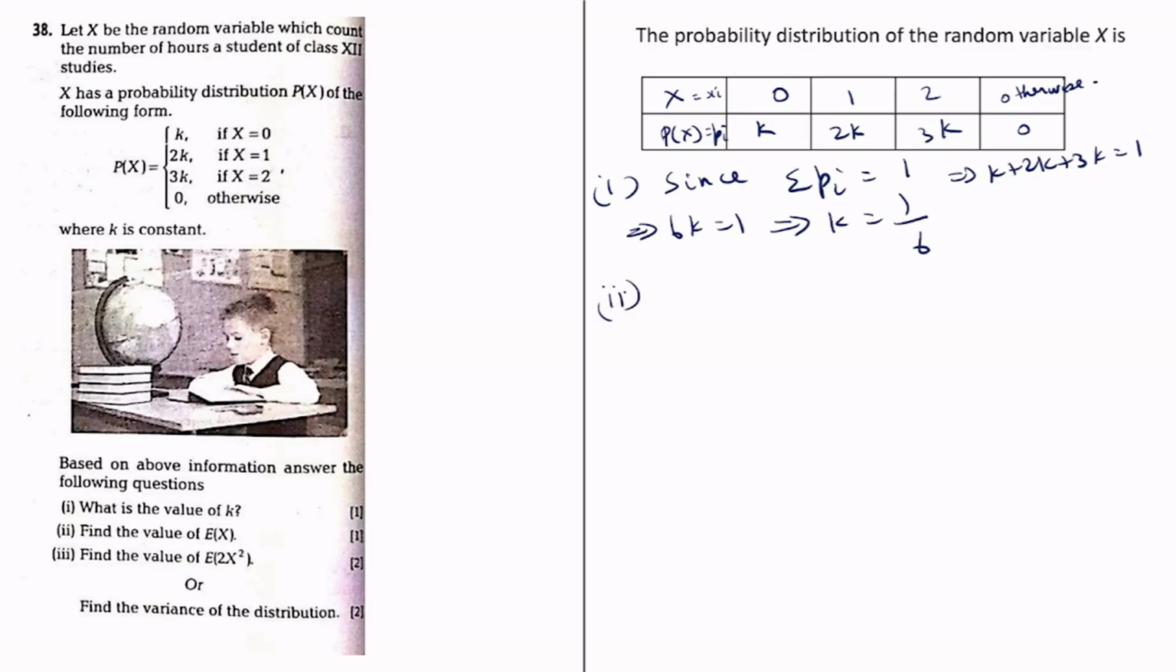The second subdivision, we have to find the value of expectation of x. Expectation of x is summation xi pi. So it is 0 into k, k we got 1 by 6, then plus 1 into 2k, k we got 1 by 6, so plus 1 into 2 by 6, then plus 2 into 3k, 2 into 3 by 6.